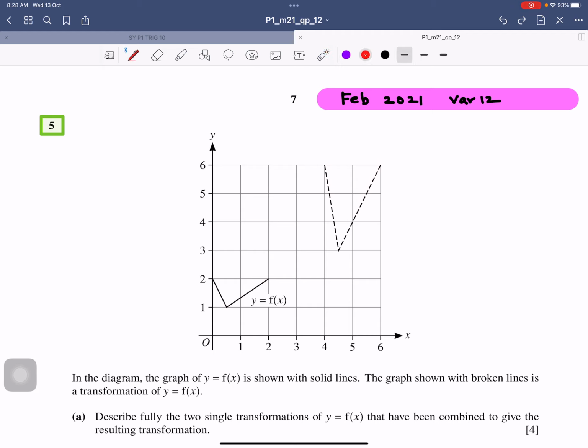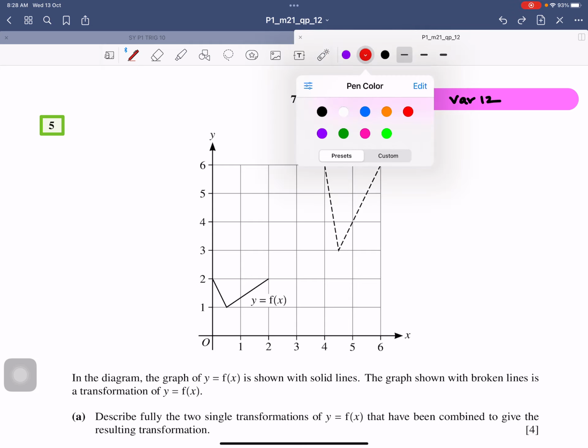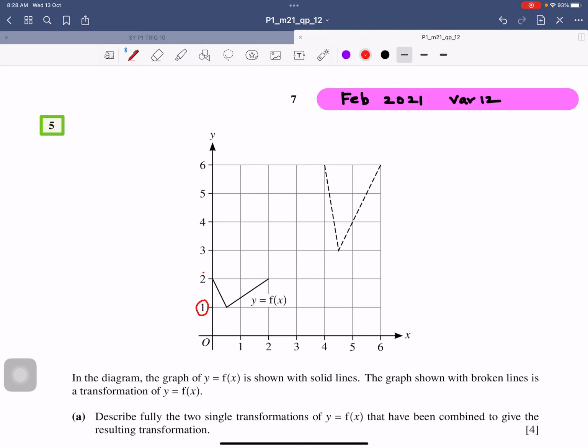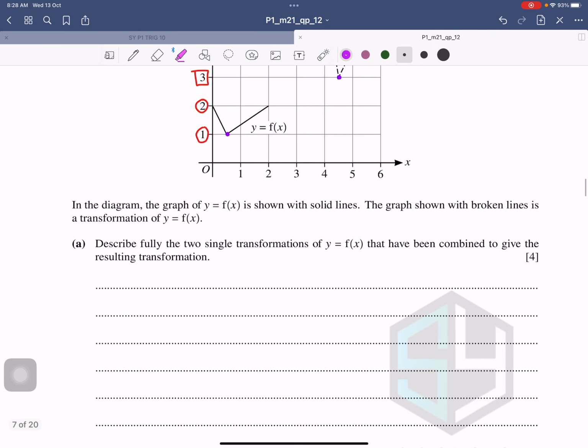What else to note? I'll note the y coordinates, this is 1 and 2, and I'll note the y coordinates over here, which is 3 and 6. Second thing I'll note is that this particular point is now over here. Now it's time to read the question and underline it.